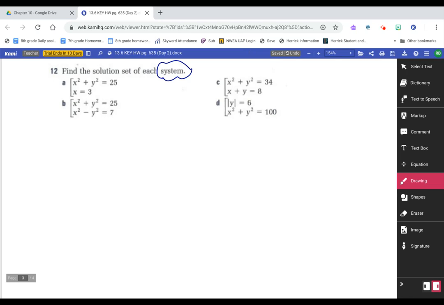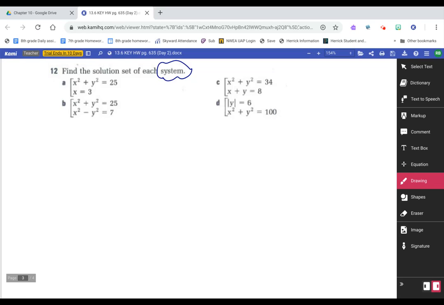You're used to linear lines being on a system and usually have 1 or 2 or 0 solutions, depending on, I'm sorry, not 2. It's either 1, 0, or infinitely many. It's a little bit different when we're dealing with circles. So I'm going to do a couple of these with you.